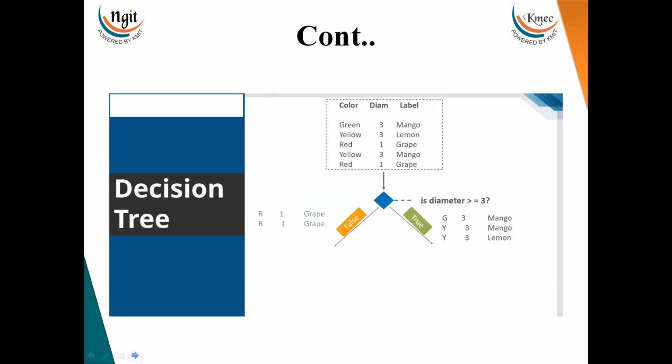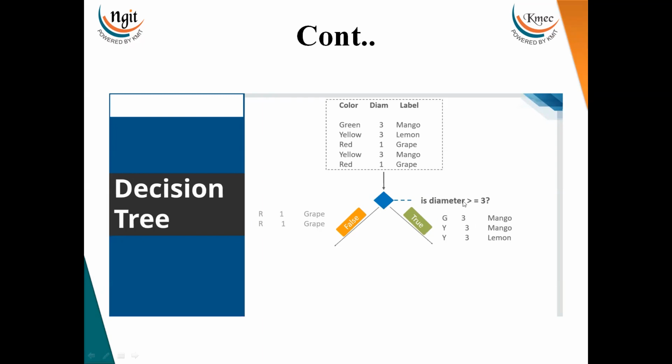Now the question is, what should be my root node? Should my node be a color or a diameter? That is the biggest question here, through which I should identify the label of the tree. Suppose the first time I'm expecting that diameter is a root node. If diameter is greater than 3, then it can be mango or it can be lemon. If it is less than 3, then it is grape.